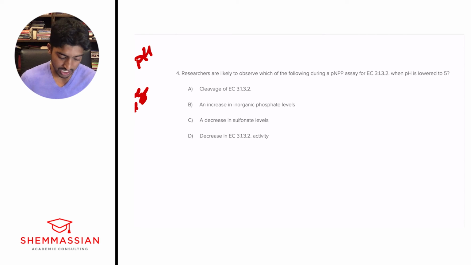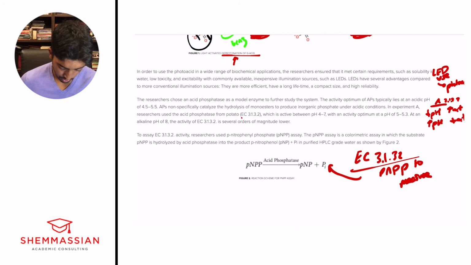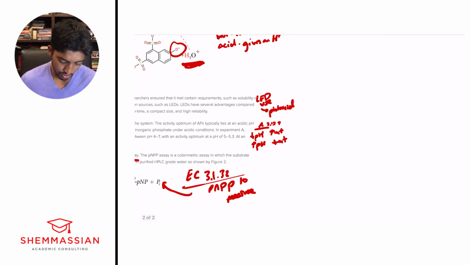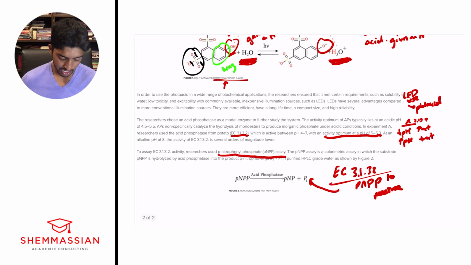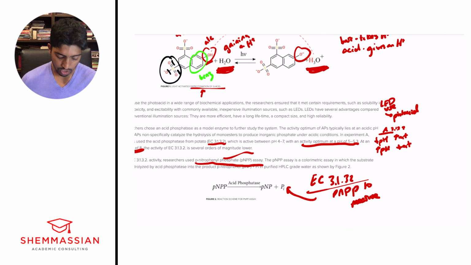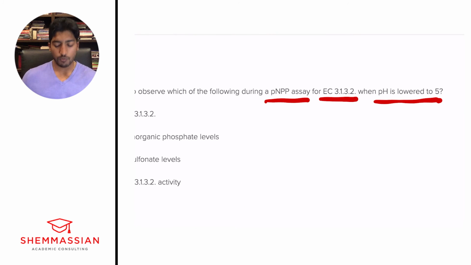All right, so we're discussing what? PNPP assay, right, for EC 3.1.3.2. What paragraph did we discuss this assay and this enzyme? Well, we discussed it in these last 2 paragraphs, right? We see EC 3.1.3.2, the PNPP assay. And so right away, we should note that our notes are saying this assay works best at a lower pH and maintains an activity optimum at 5 and a higher pH, I think they said 8, yep, magnitude lower. So the question is specifically asking us, when the pH is lowered to 5, what's happening, right?